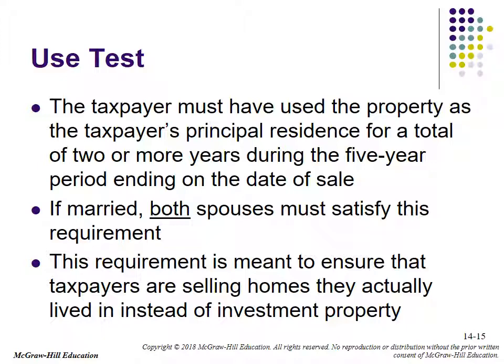When you add up all your use time as a principal residence, it must equal 2 of the 5 years. And if married, both spouses must satisfy this requirement. So if one of the spouses lives somewhere else and they only qualify for 1 year of use, it's not going to happen for you. You're failing this test. So this requirement is meant to ensure that taxpayers are selling homes they actually lived in instead of investment properties.